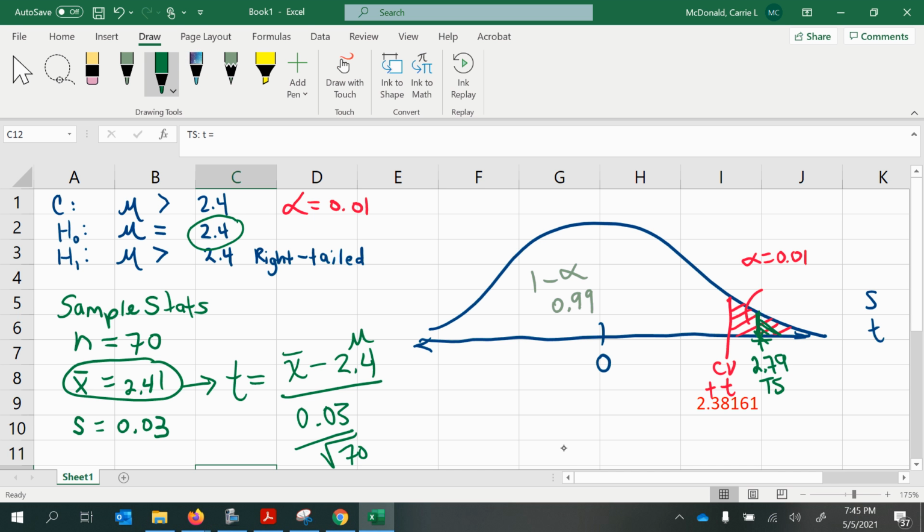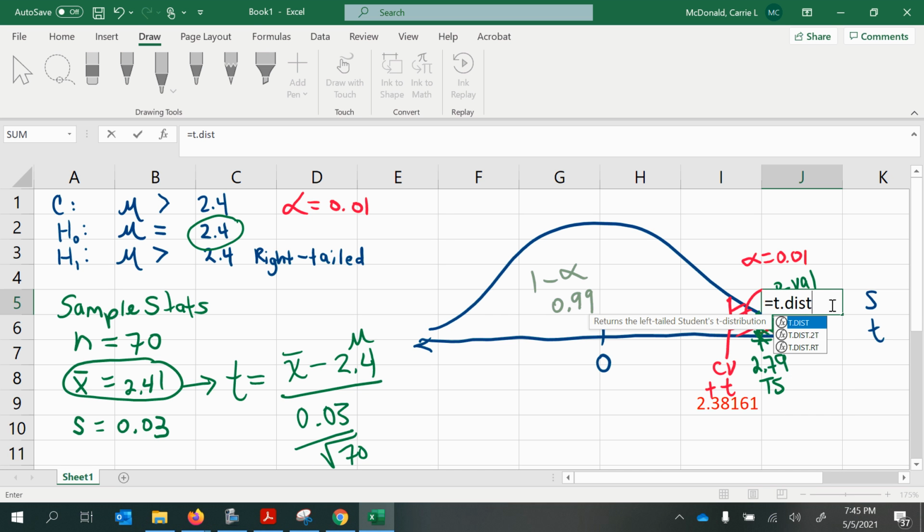The area in the tail there is called the probability value, which we call p-val for short. It's the probability of getting a test statistic at least that extreme. So we're going to find an area now. When you're finding an area, you would use a distribution, right? And this is a t distribution, so you're going to use t dot dist. You're going to put in your boundary, which is your test statistic of 2.79.